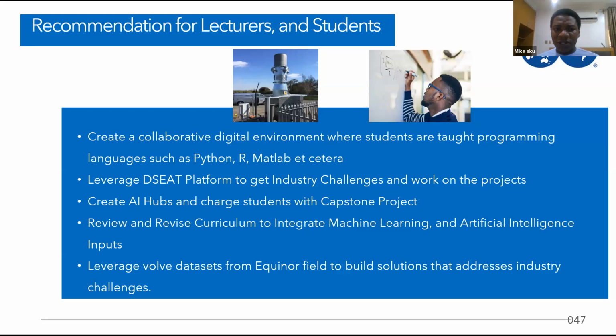Some of our recommendations also concern how we can revise the curriculum. The current curriculum has to integrate machine learning and AI. Some schools in Africa still teach very old programming languages, like Fortran. Some of those languages are outdated. If you are building for the future, one of the things we should understand as academia is that you build for tomorrow, you don't build for today.